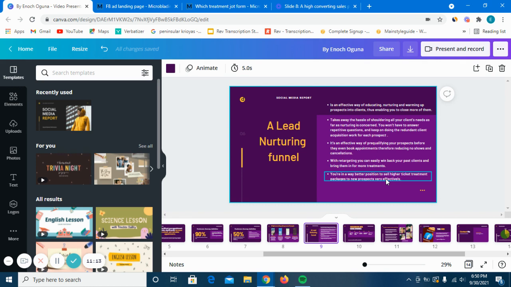And obviously, with this funnel, with this process, giving them all the information, being friendly and all that kind of stuff, you're obviously going to crush it in terms of client acquisition and selling your higher ticket treatment.